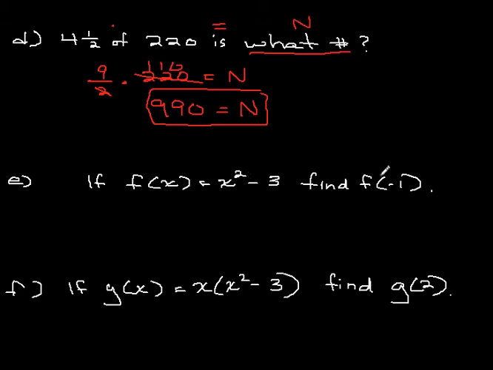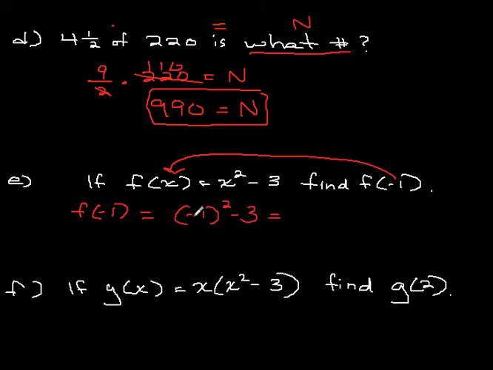So we get f of negative 1 equals negative 1 squared minus 3. And then you just keep simplifying it. Negative 1 squared would be 1, minus 3 will give you minus 2. And that's your answer. So you could say, just a little bit more formally, f of negative 1 equals negative 2. Let's do the last one.